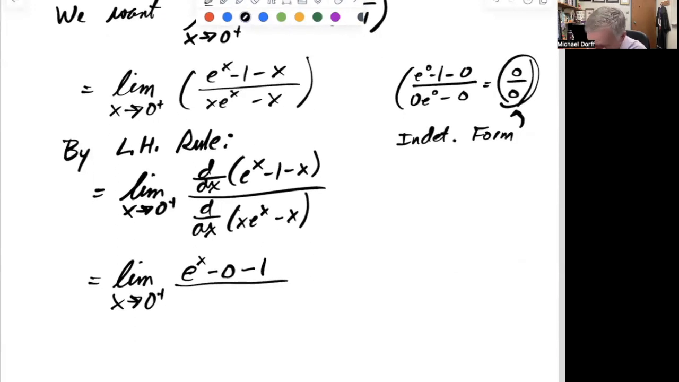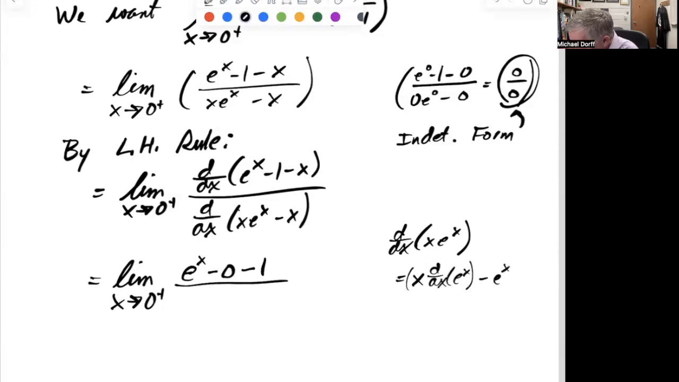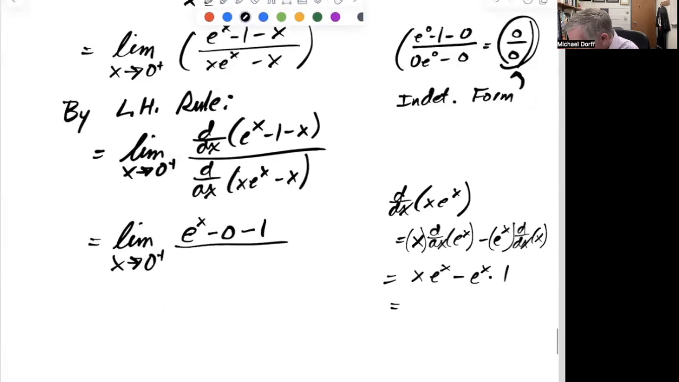In the denominator, we have the derivative of x e to the x there. So we're going to do the product rule. It'd be the first times the derivative of the second, minus the second times the derivative of the first. So that's going to give me x e to the x minus e to the x times 1. Okay, so we have x e to the x minus e to the x. We're going to put that down here.